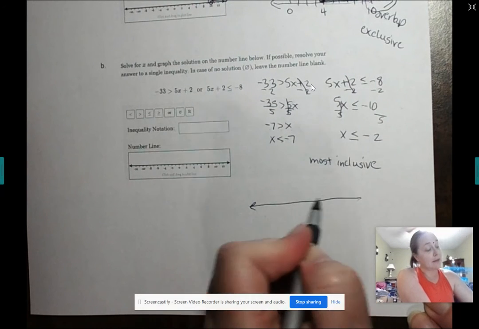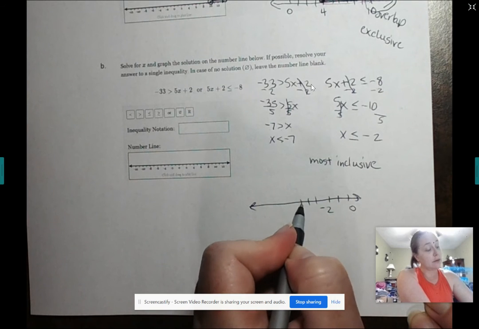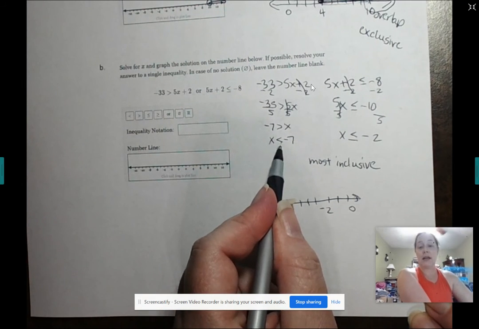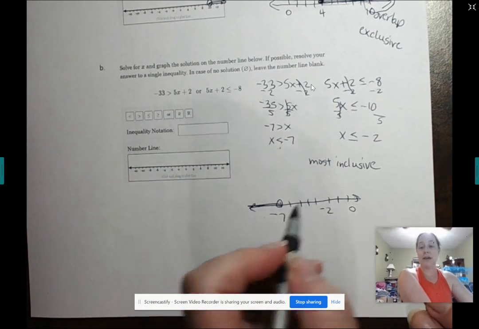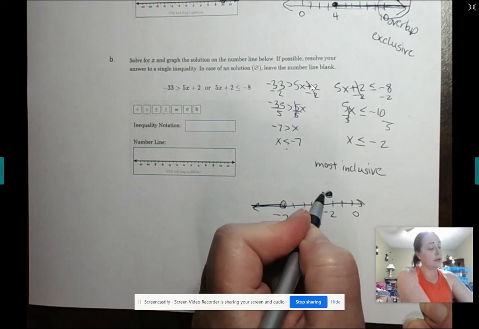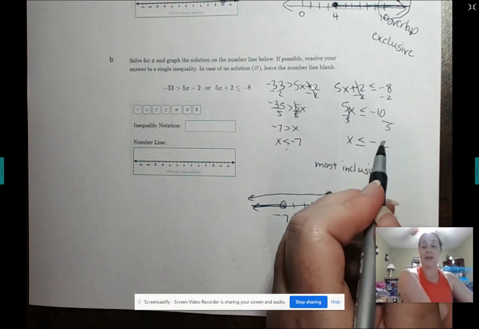If we think about this, I'm going to put all the negatives over here. Here's negative 2, 3, 4, 5, 6, 7. Here's negative 7. This says less than negative 7, so everything to the left of negative 7. This says less than or equal to negative 2. Which one includes more values? It's going to be this one.